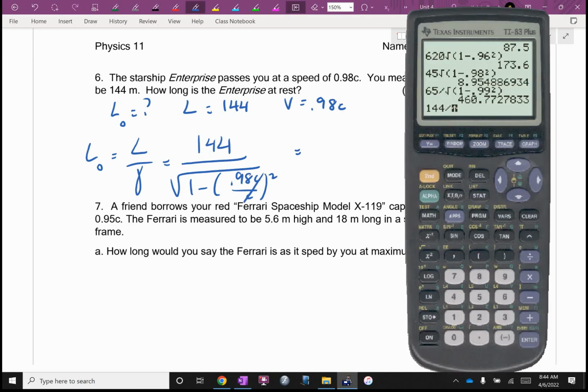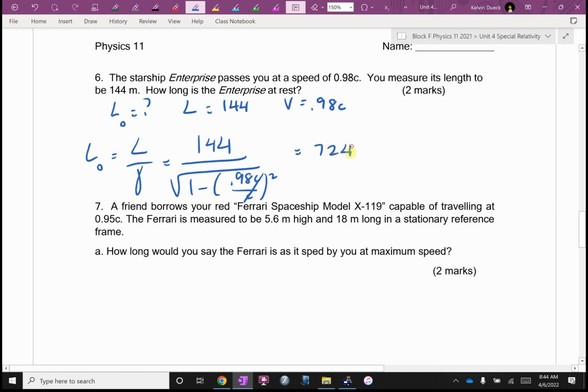144 divided by the square root of 1 minus 0.98 squared. And I got 724 meters. Is that right?